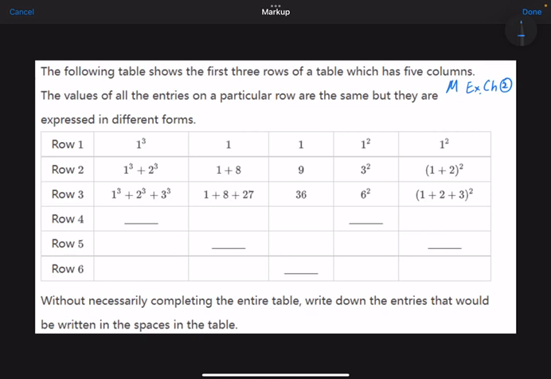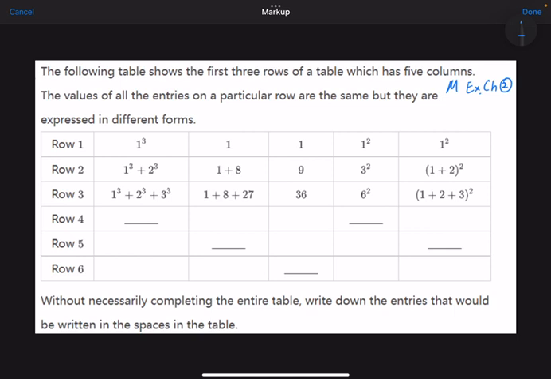Apologize for my terrible handwriting. So the following table shows the first 3 rows of a table which has 5 columns. The values of all the entries on a particular row are the same, but they are expressed in different forms. So row 1, we have 1 cubed, and then 1, 1, 1 squared, 1 squared.